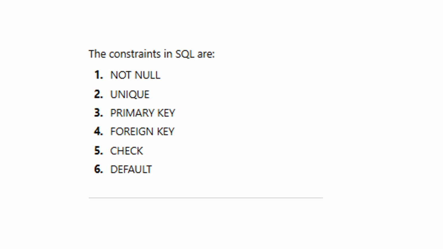So today we are going to discuss constraints in SQL. We have different types of constraints: not null, unique, primary key constraint, foreign key constraint, check constraint, and a default constraint. We'll see them one by one.